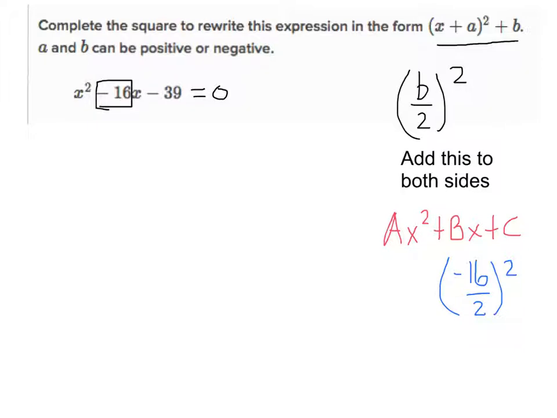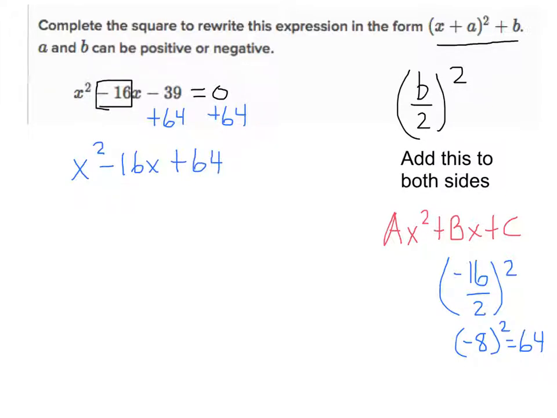All right, negative 16 over 2 is negative 8 all squared, which equals 64. So now what I need to do is I need to add 64 here, and I need to add 64 on the right side. Okay, because what you do to the left of an equation, you have to also do to the right side. Okay, so now let's write this. Let's write x squared minus 16x plus 64 minus 39 equals 64.